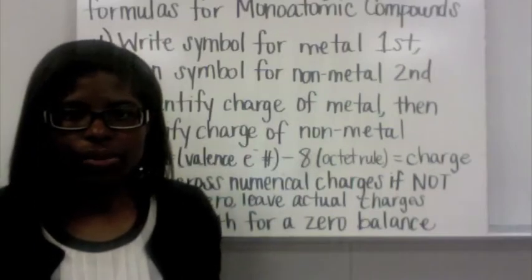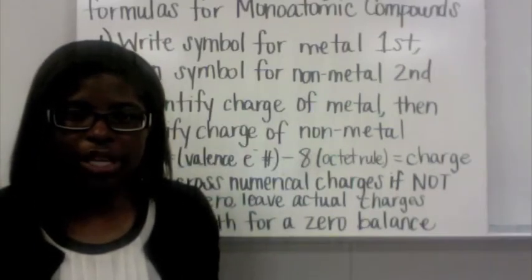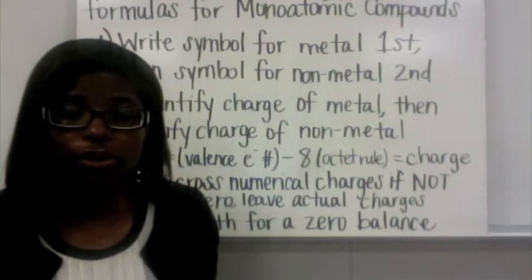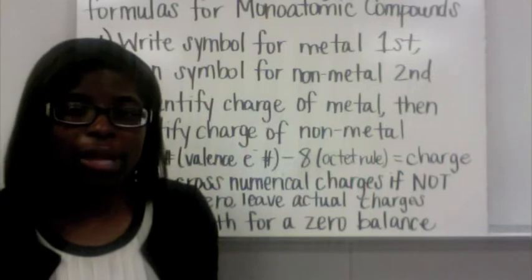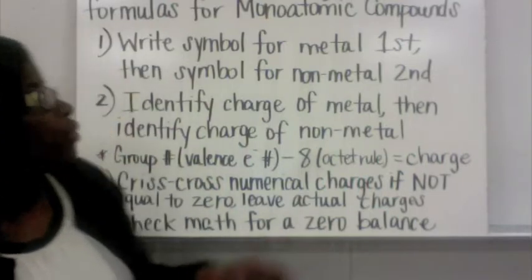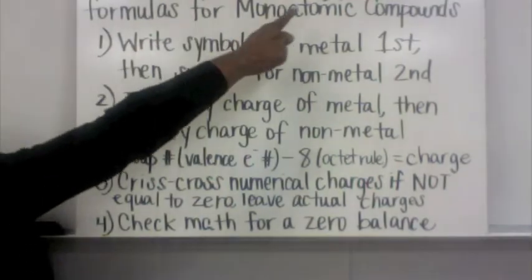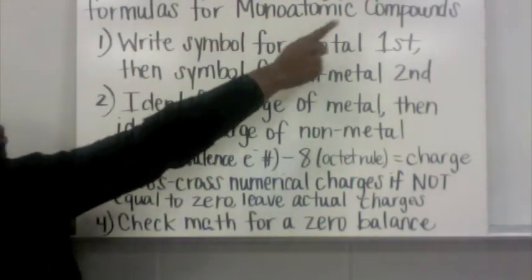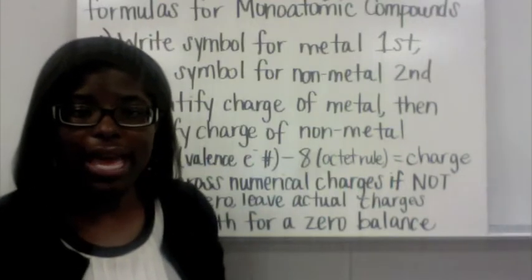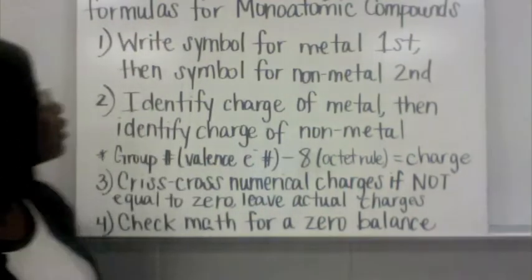In this video, you're going to learn how to apply the information from what you learned about the purpose of an ion and the purpose of a molecule. You're going to apply that information by learning how to write chemical formulas. So, steps for writing chemical formulas for monoatomic compounds. Remember, if it's monoatomic, it only has one ion.